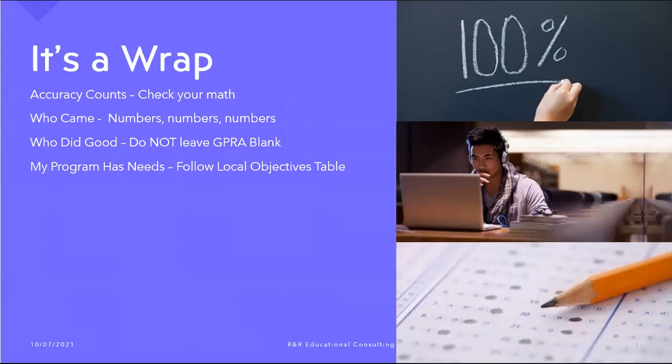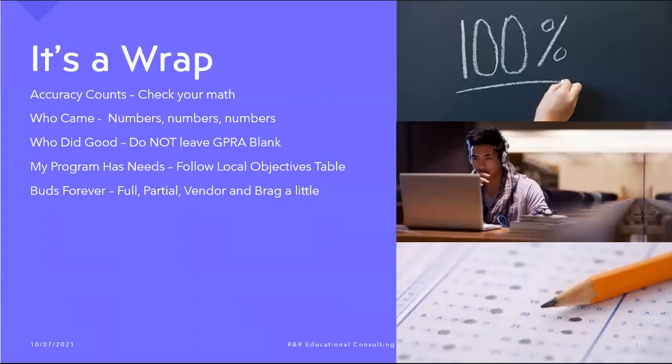Follow your local objectives table. We think it's pretty straightforward, but if you have any questions, or if the evaluator has any questions, we're available. Just send us an email. If you need to talk, we can set up a time to talk it through, no problem. We can do a Zoom meeting between us, yourself, and your evaluator.